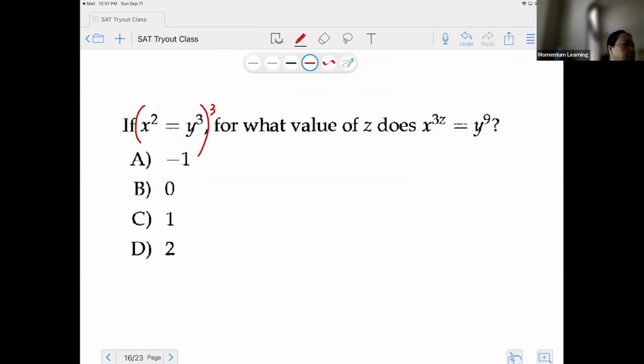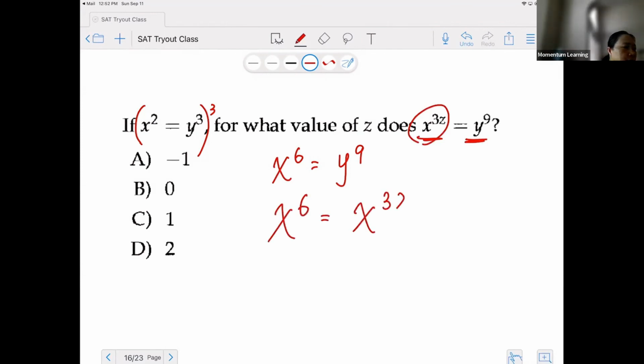giving you the x squared here. So if I have x^6 equals y^9, right? If I cube both sides, I have x to the 6 equals y to the 9. With an external exponent, you need to multiply. Now I also know this one equals y^9. So I know x to the power 6 equals x to the power 3z. Same base, set the exponents equal, and then z just equals 2.